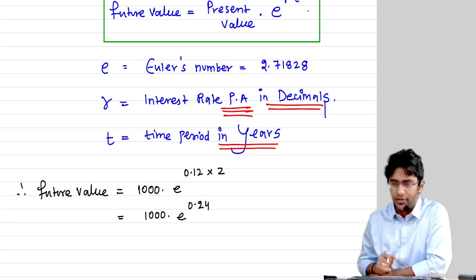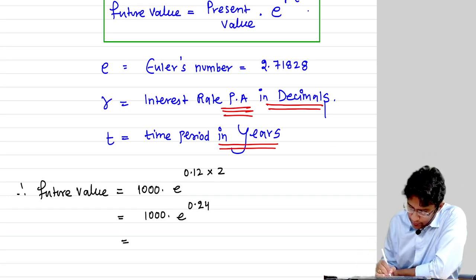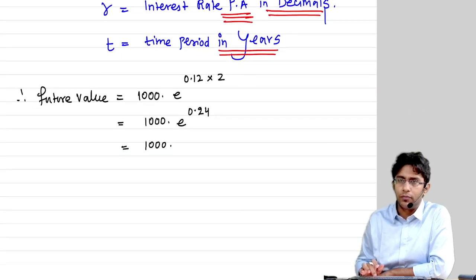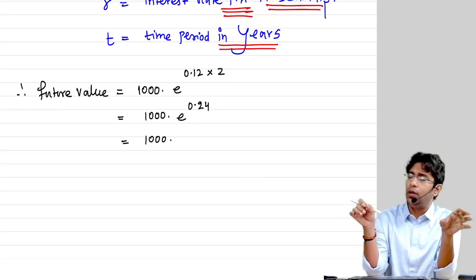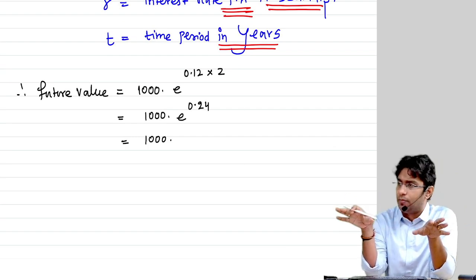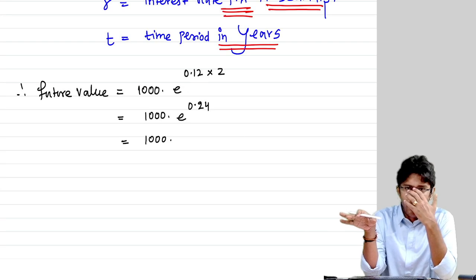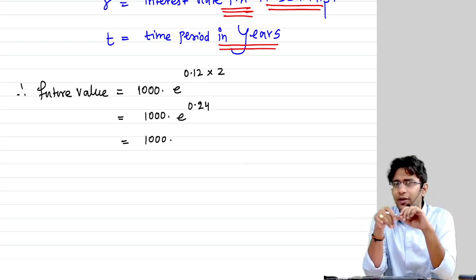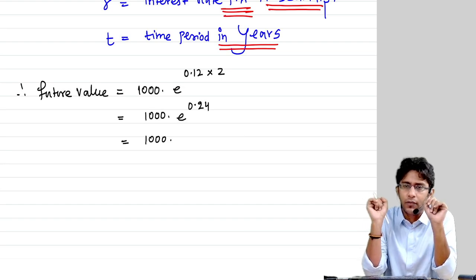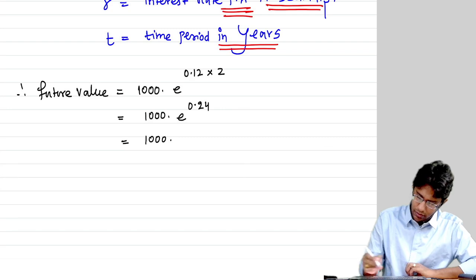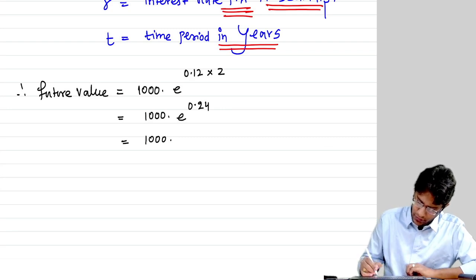Now, the next question is, sir, how will I compute e power 0.24? Generally, whenever e values are needed, questions will give you that number. You need not worry about that. But in any worst case scenario where the question does not give you that, you have your technique to work it out. How?